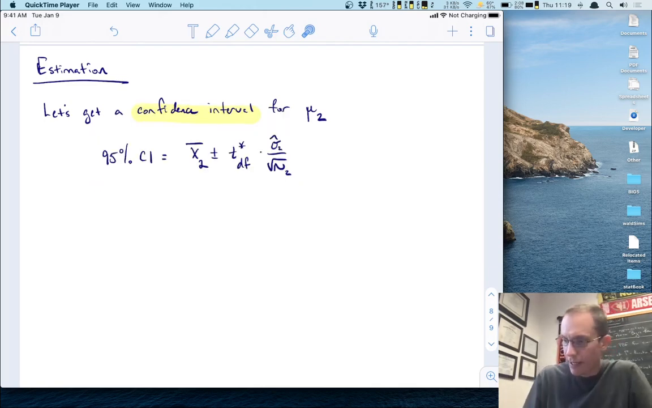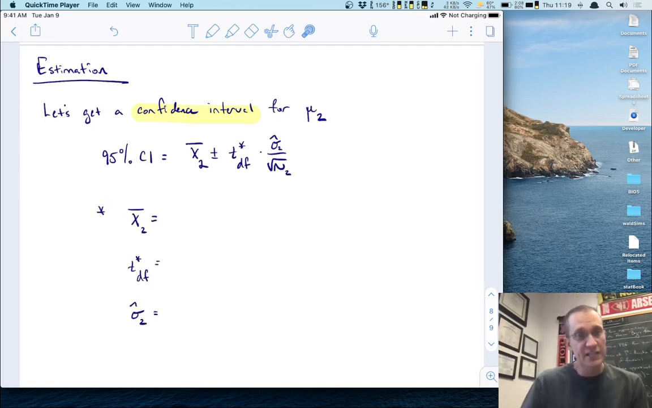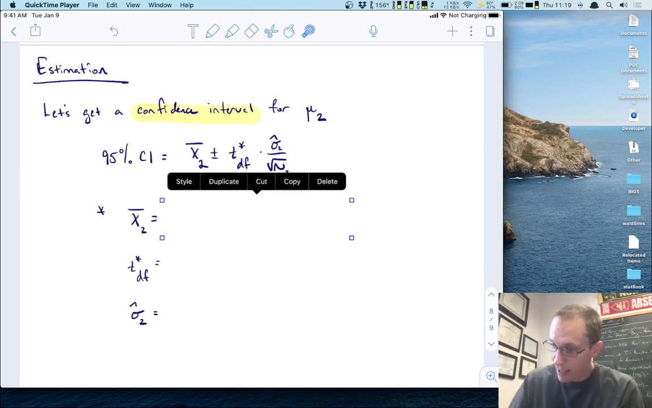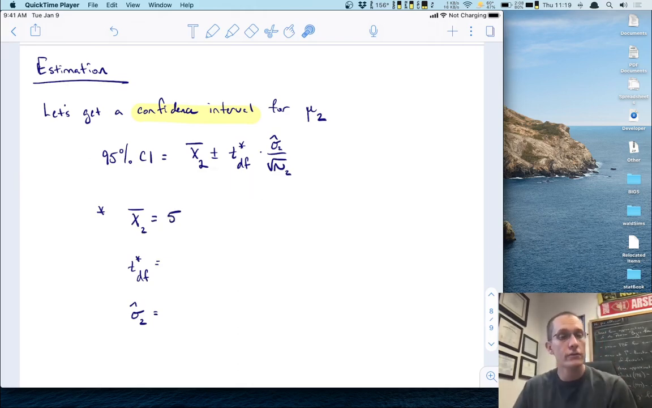Well, you know how to do a confidence interval at this point. You take the mean and then you add plus or minus a margin of error, which is this t star df, the critical value of t, times sigma hat divided by the square root of the sample size. The subscripts all just indicate that we're in the second group. So how do you find all these things? Well, we need 3 things. We need the condition mean, which is pretty easy to get. That's just 5. We already knew that from the data.